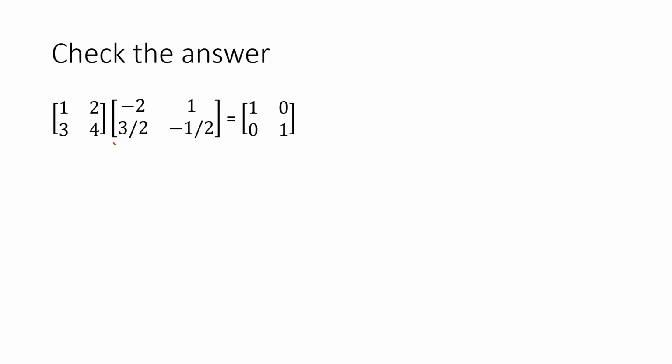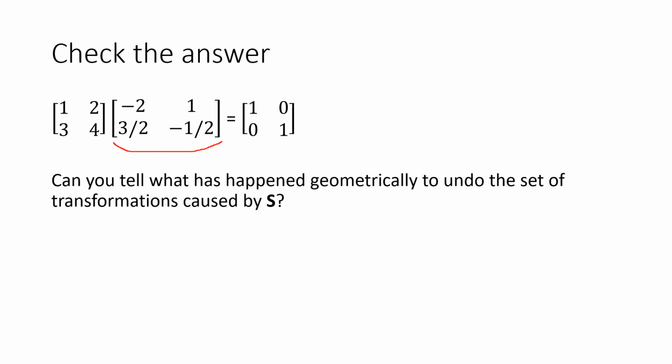So this doesn't look anything at all like the matrix that we possibly would have guessed to undo the steps that are taken by the matrix 1, 2, 3, 4. But this is the matrix that does, in fact, do that. So the question that we might want to think about is what is happening geometrically? What does this matrix that we just calculated as the inverse actually do along the way?